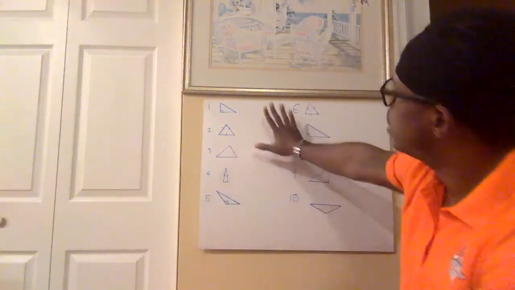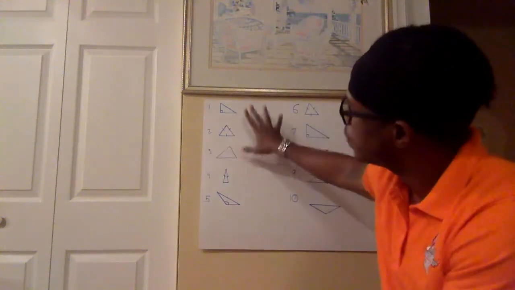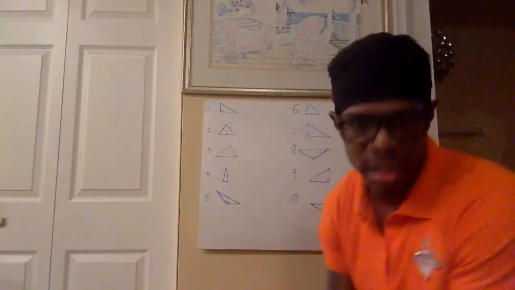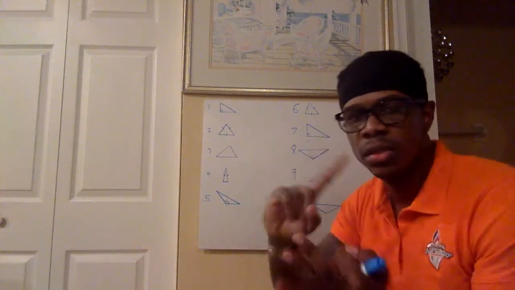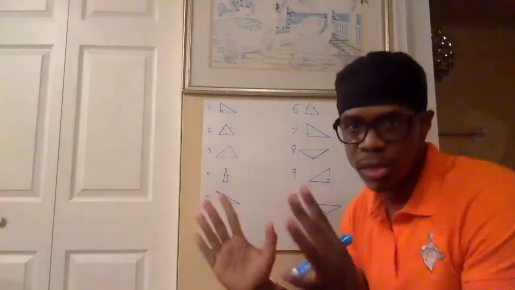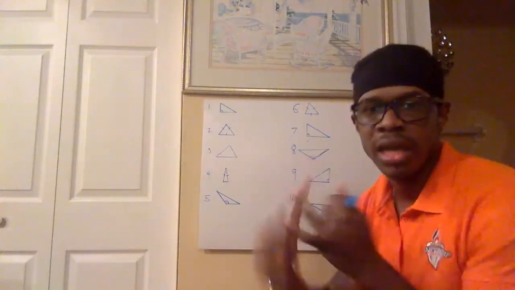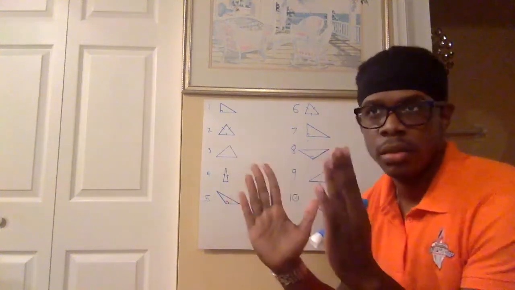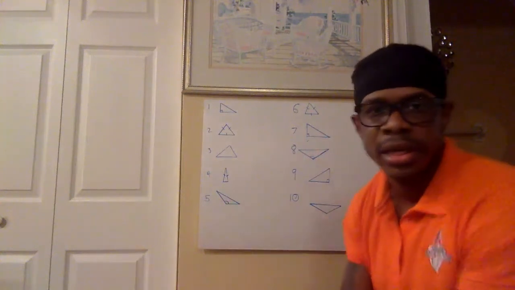So what I want you to do now is answer by line segment. I want you to tell me if it's scalene, isosceles, or equilateral. So again, I'm going to pause the video, write out 1 to 10, and you're going to tell me if it's scalene, isosceles, or equilateral. I apologize. And pause. We are back.